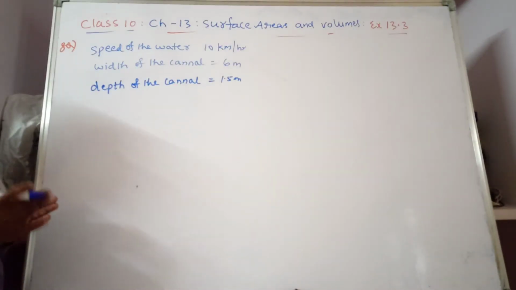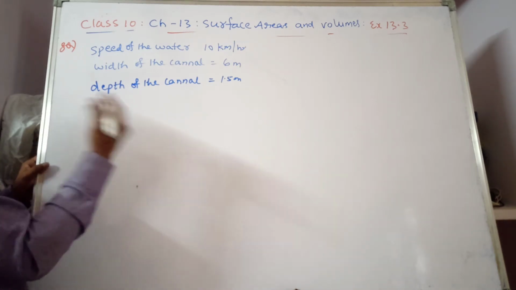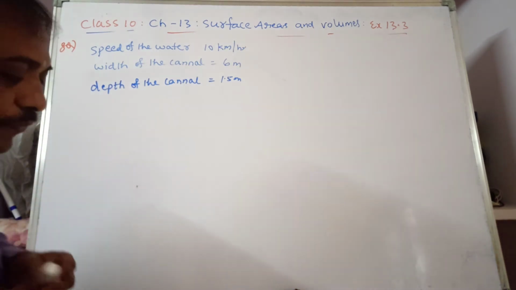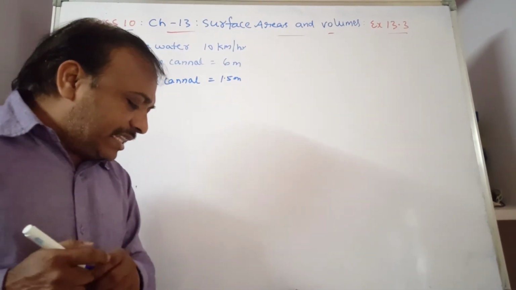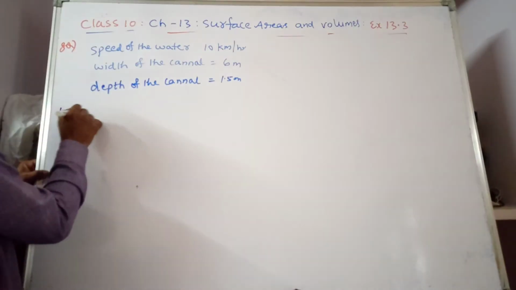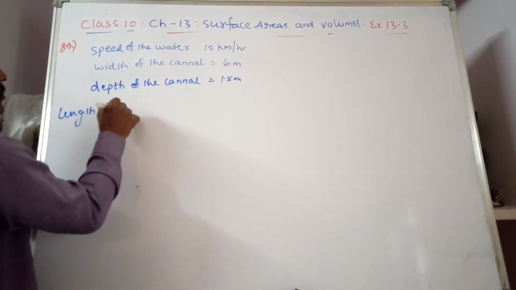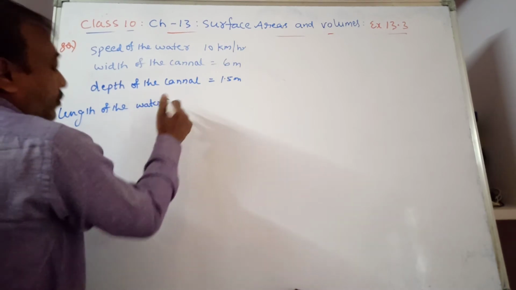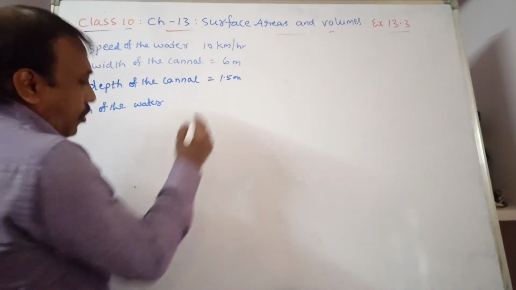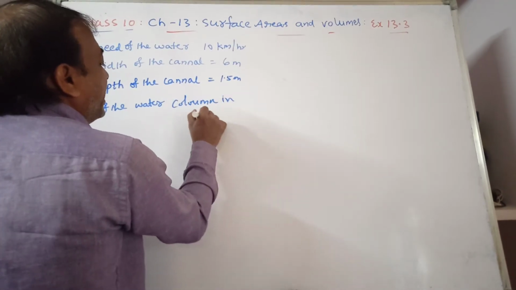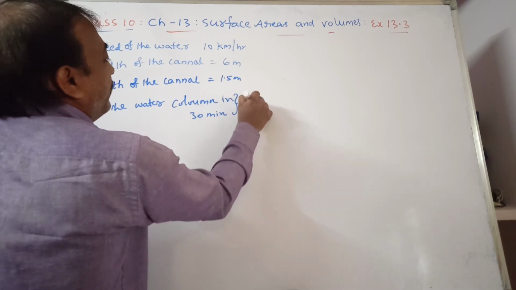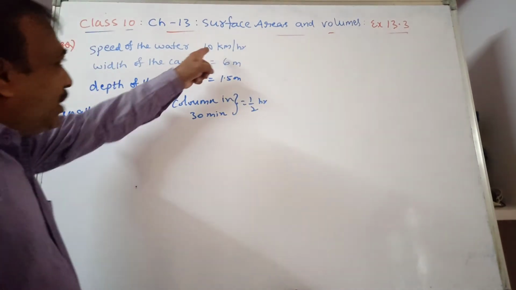Volume of the water flowing through the canal. In half an hour, we have to first find the volume of the water flowing through the canal. Then we can find the length of the water column in 30 minutes. So, length of the water column in 30 minutes. 30 minutes means half an hour.